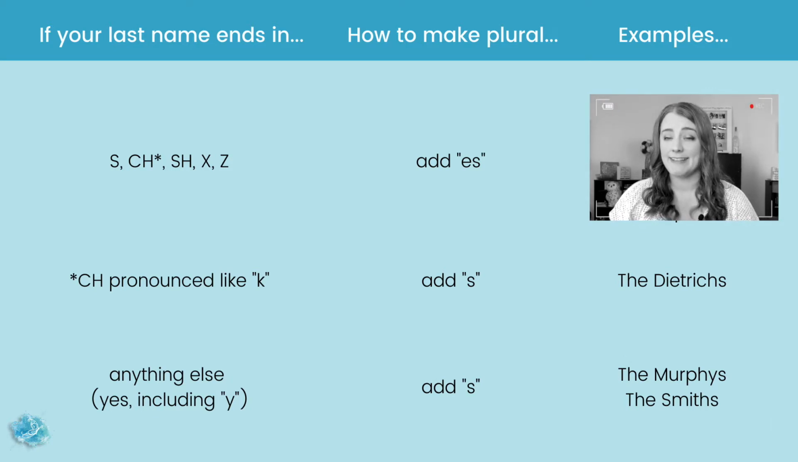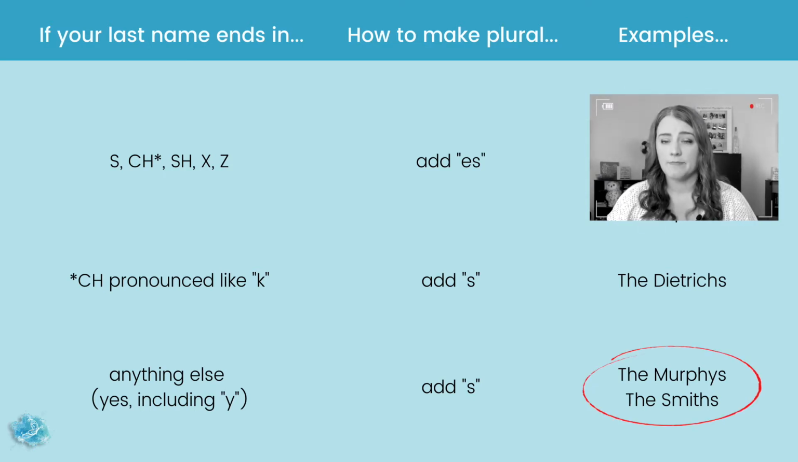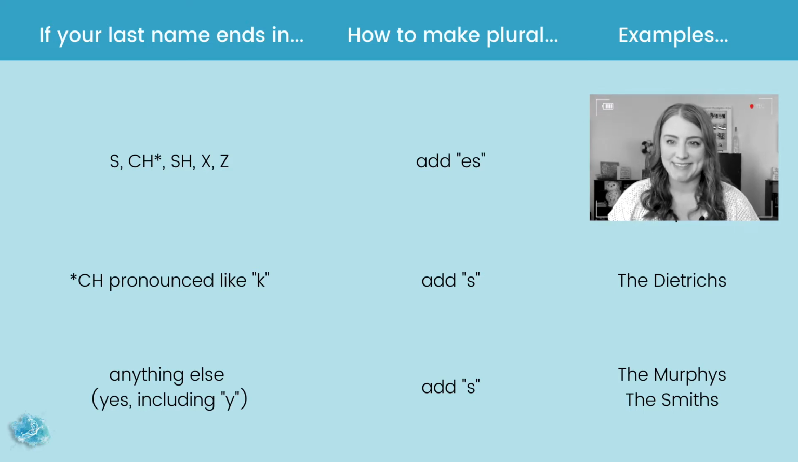Everybody else, super easy. Yes, even you who end in Y, you're not going to make an IES on your name. Don't change the spelling of your name. Everybody else, just add S. So the Murphys, YS. The Smiths, everybody else, just add S. Super easy, no apostrophes. All right, glad we got that one out of the way.